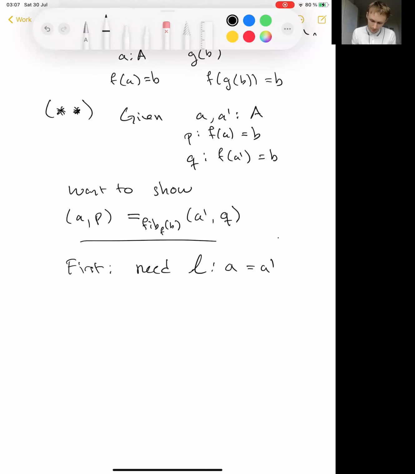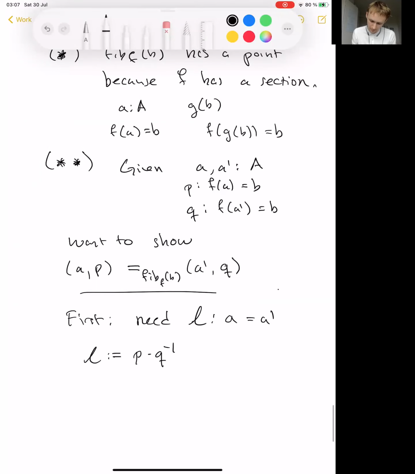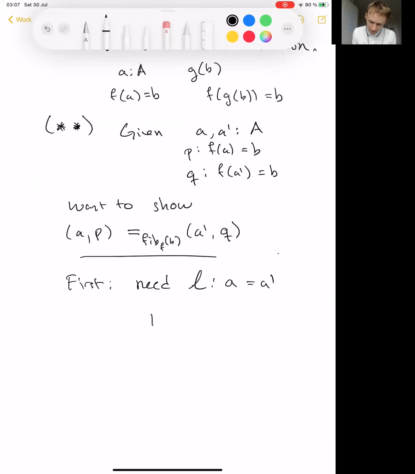Well, we can do this, right? We can define L by just taking P composed with Q inverse. Okay, let's start again. If we take P composed with Q inverse, that's f A equals f A prime, right?